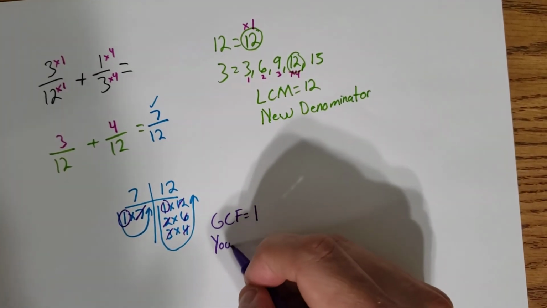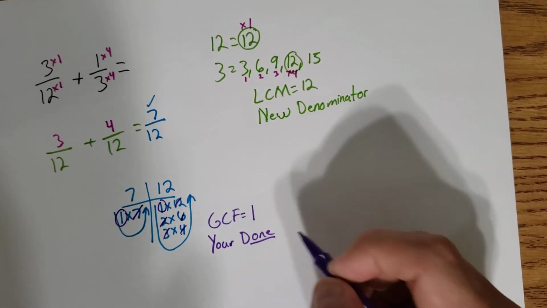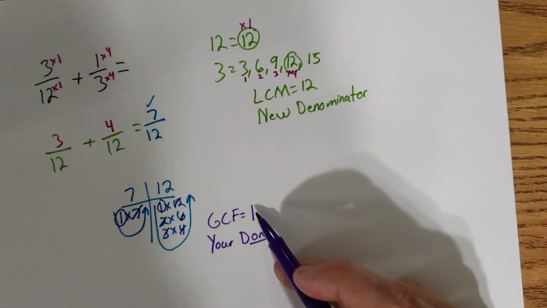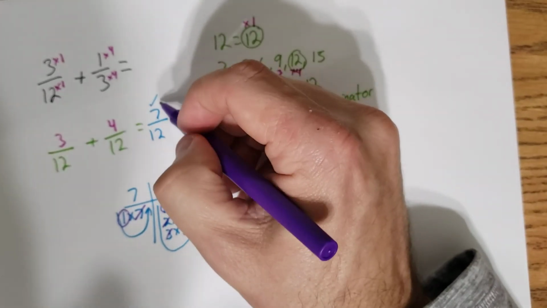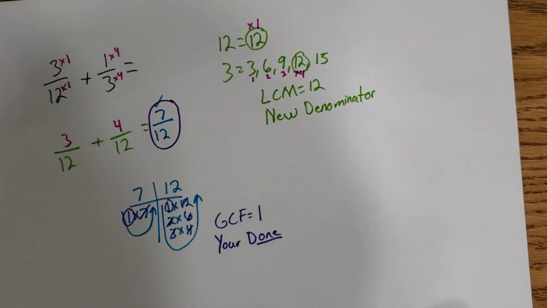If the GCF is 1, you're done. See the word 1 and 1? 1 and done. 1 and done. You're done. This is actually your best answer. 7/12 cannot be simplified.